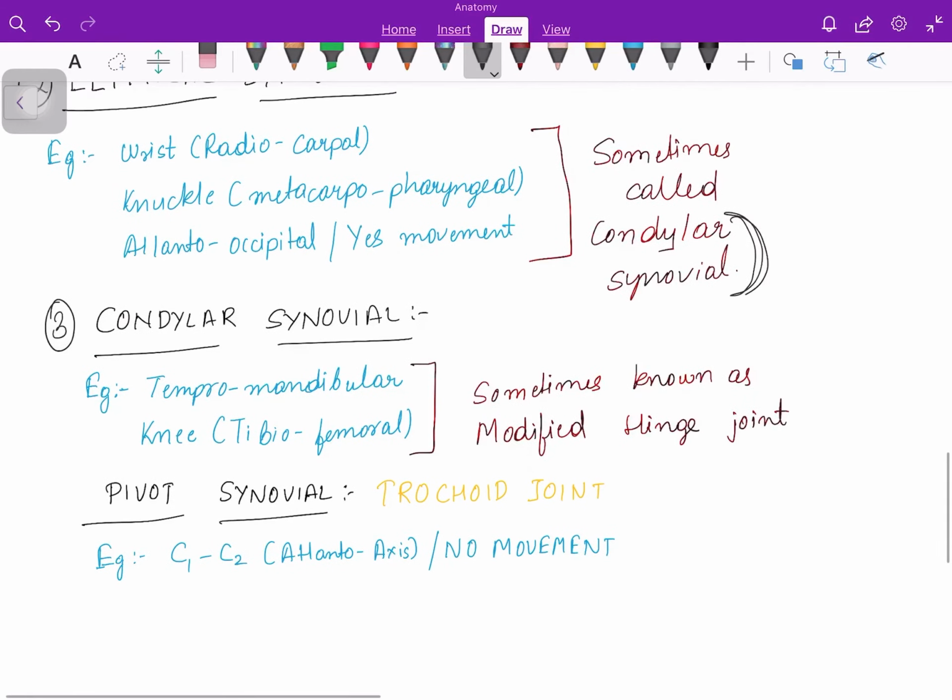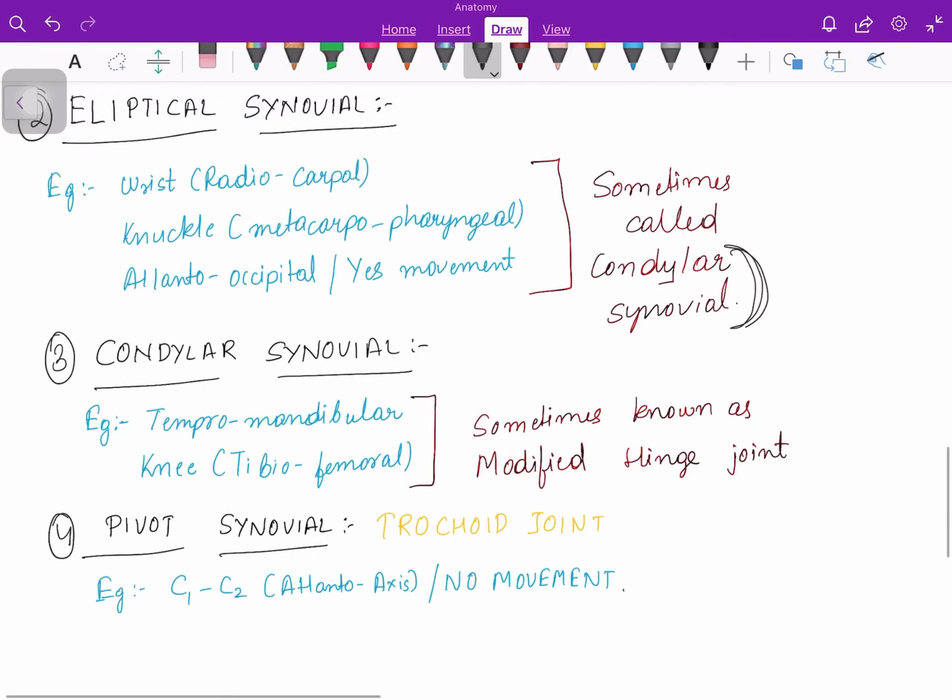The fourth one is the pivot synovial joint, also called the trochoid joint. Here there is only one example, that is the no movement. When we move our head for saying no, there are two bones responsible, that is cervical 1 and cervical 2, known as the atlanto-axial joint, and this type of joint is the pivot or trochoid synovial joint.